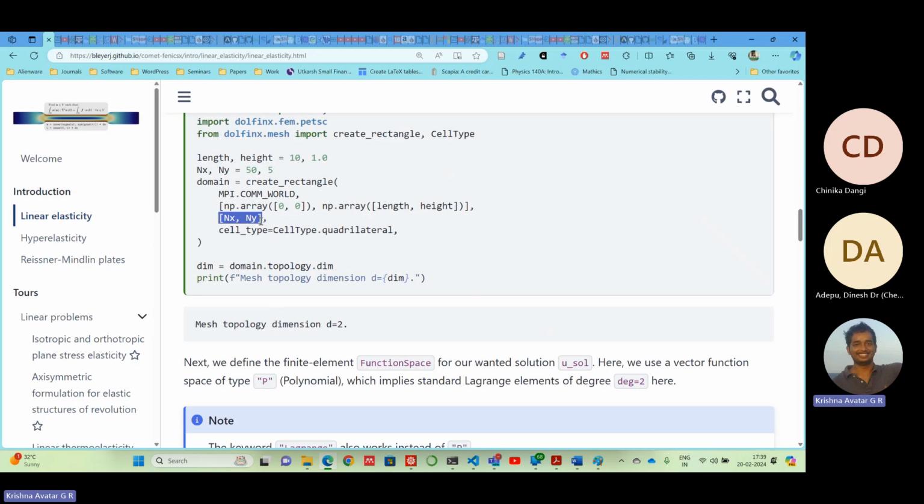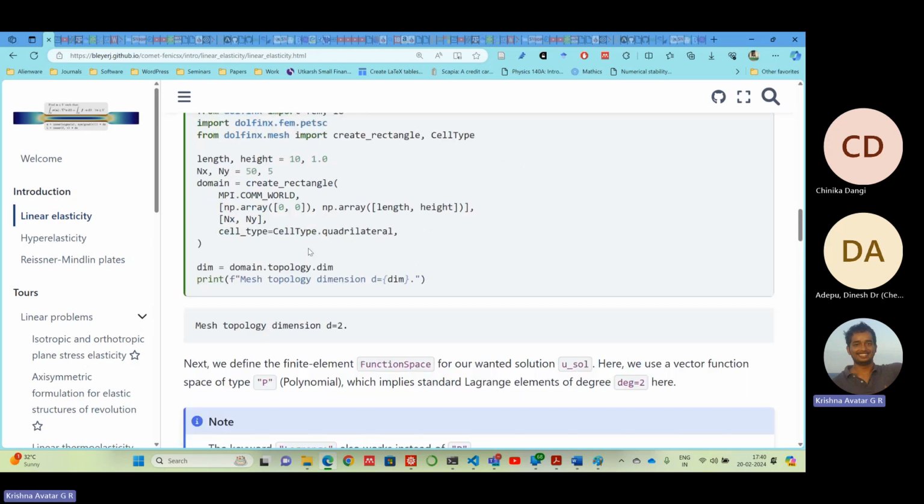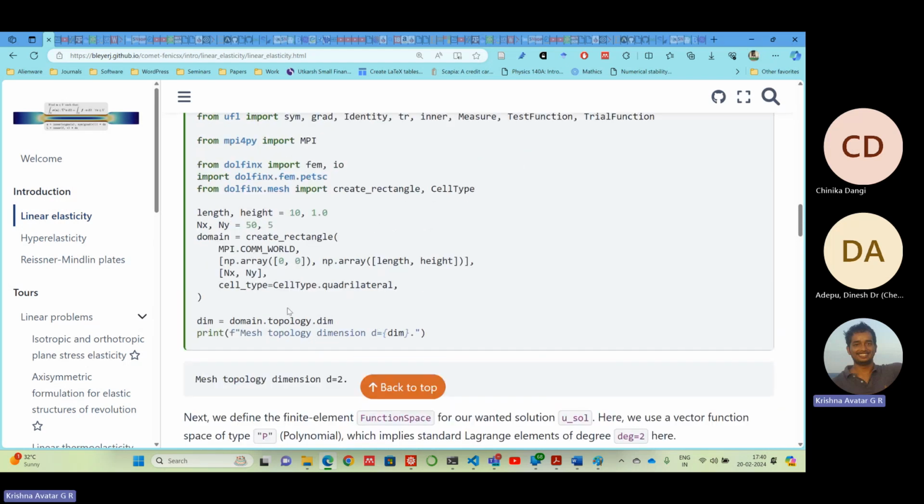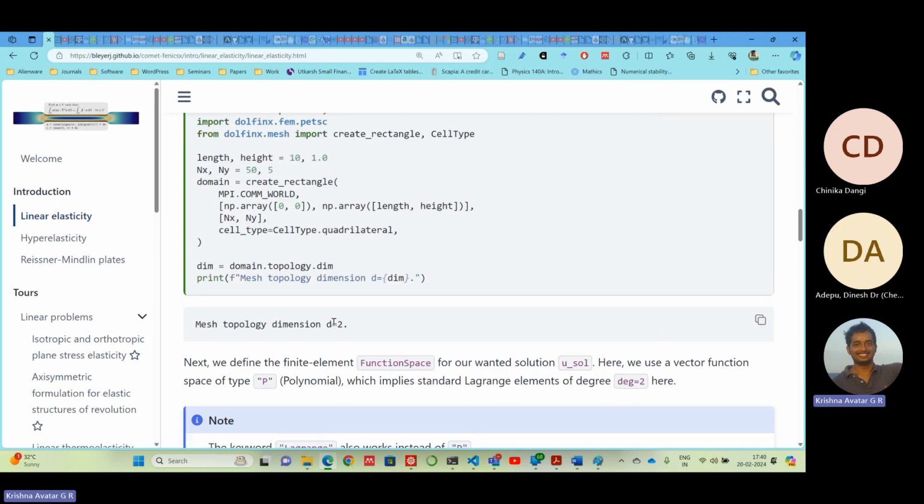And then we have mentioned how many elements we want along which direction, and then which cell type. So here we have prescribed that we want a cell type quadrilateral. Once this is done, now we can just get the dimension of the topology. Since the topology in this case happens to be a 2D framework, it returns the mesh topology dimension as 2.